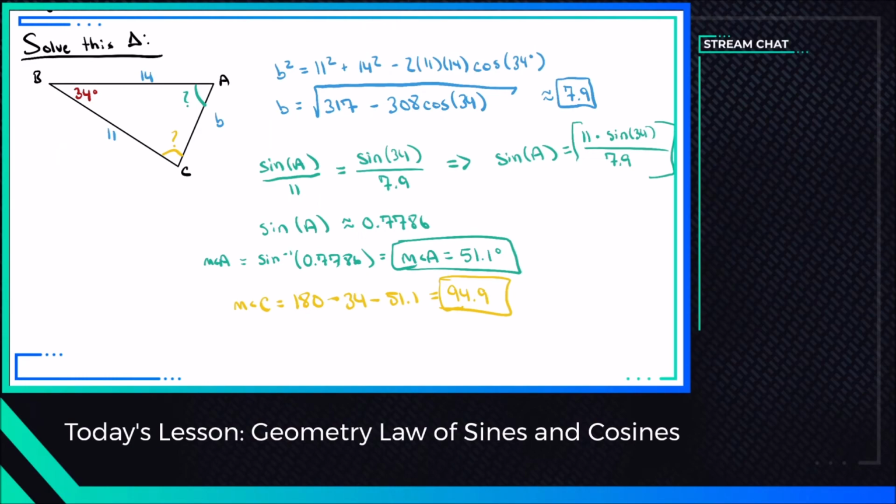I got one last example for you all. This one's going to be a doozy. So every example we've done so far, we've been given at least one angle measurement and at least two side lengths, or we've been given at least two angle measurements and one side length. What if we're given no angle measurements at all?